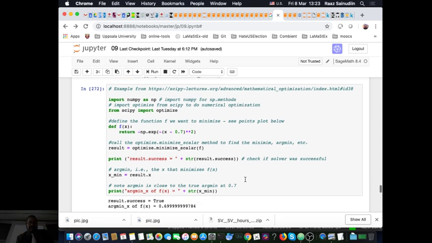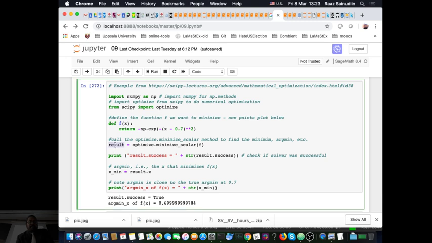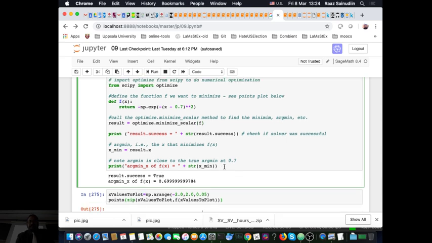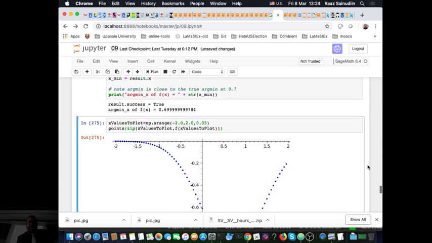That's exactly this example. I'm going to call my result optimize.minimize_scalar of this function f I just defined here. Then I just want to print the result, whether it succeeded or not, because it has a little Boolean that keeps track of whether the algorithm thinks it succeeded, okay? And then xmin is just result.x. And you can just print this. So let's see what happens.